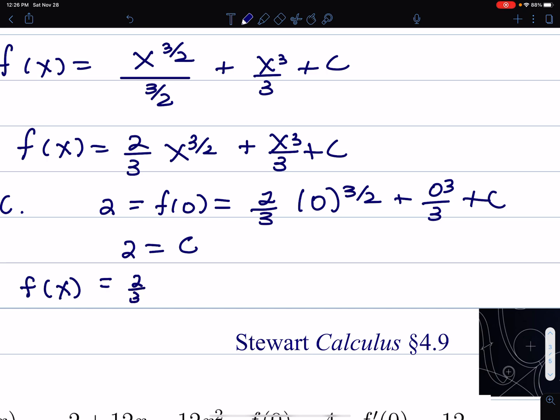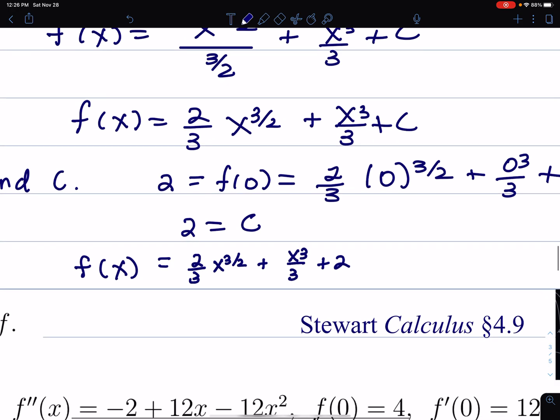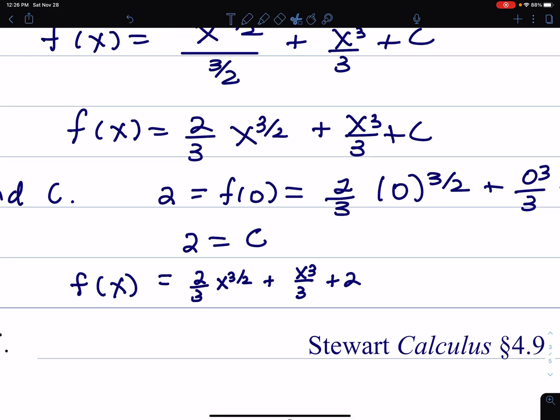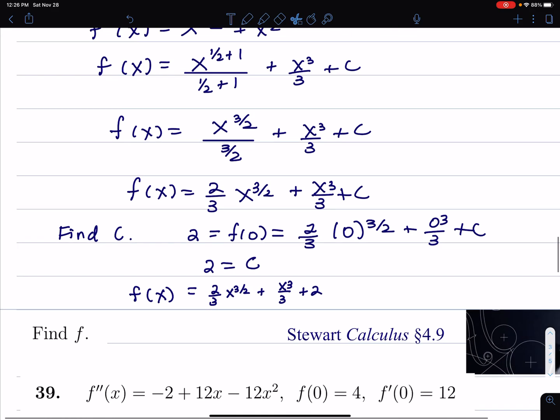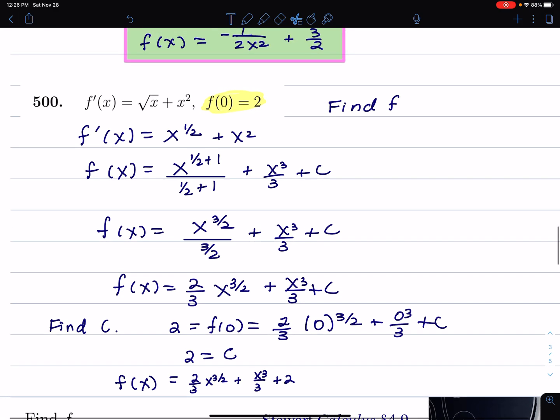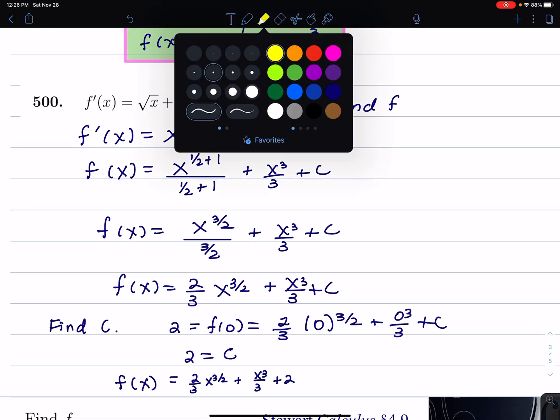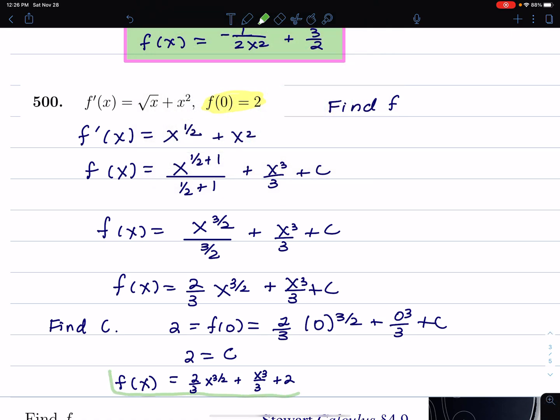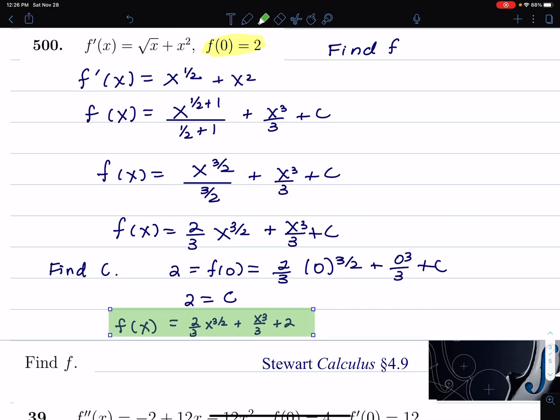Then I replace c by 2, because I just found that c is equal to 2. Maybe I should zoom out so you can see what I've been doing there. Good to go, right? There's the answer. Alrighty. Okay, so where are we?